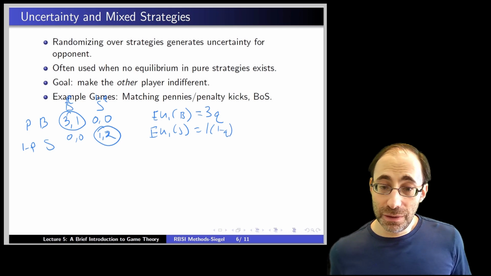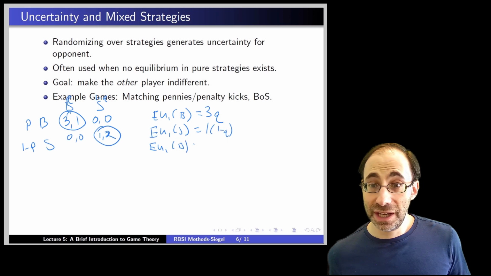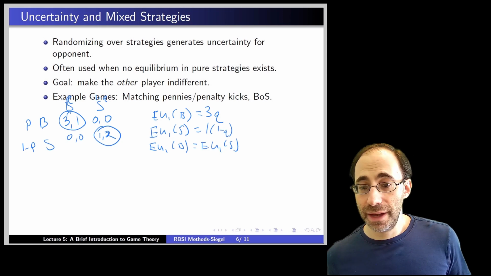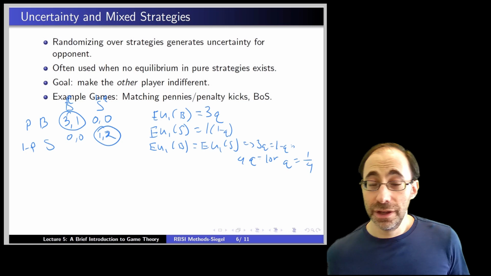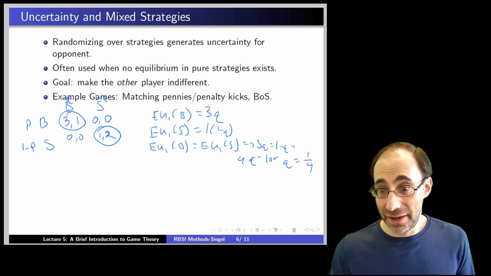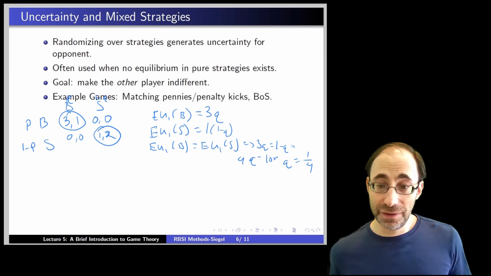These must be equal to make indifference, so player 2 must set Q to make player 1 indifferent. Again, that's weird. That should be weird. That's okay. And that implies 3Q equals 1 minus Q, or 4Q equals 1, or Q equals 1/4. So it's not a half, see? So it's not always a half, it depends on the payoffs. Okay, so now we know what Q must be to make player 1 indifferent.